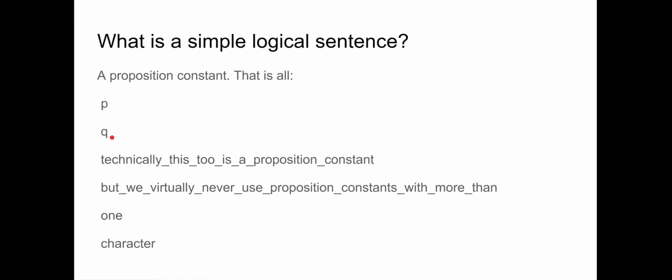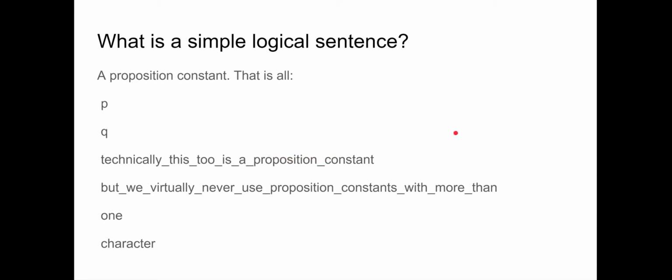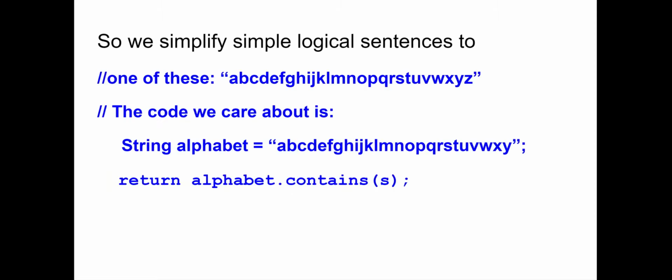P, Q, and then technically this too is a proposition constant. But we virtually never use proposition constants with more than one character. So each one of these lines could be a proposition constant as defined in the logic text, but we're going to constrain ourselves to just logical sentences that are of length 1. In other words, one of the members of the alphabet. So one of these: A, B, C, all through Y. Oh, I've actually forgotten to put a Z there. That's a little interesting bug that can come up later on.